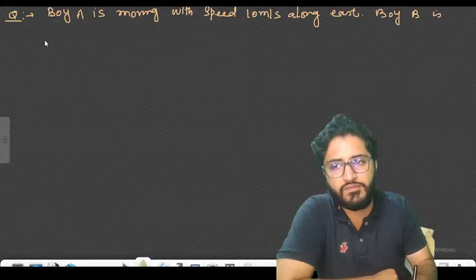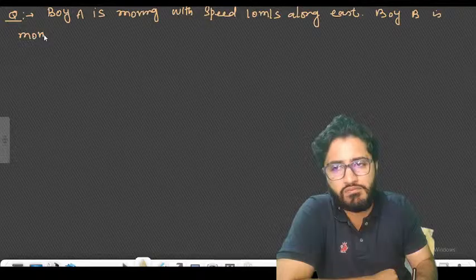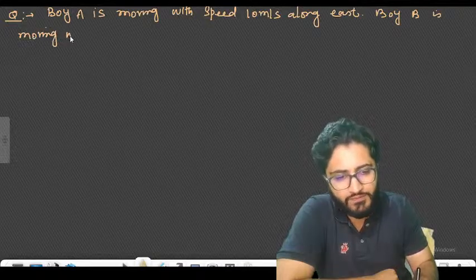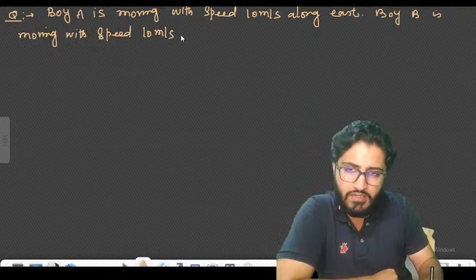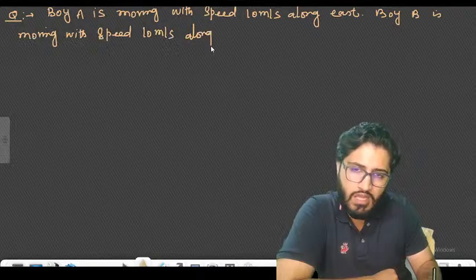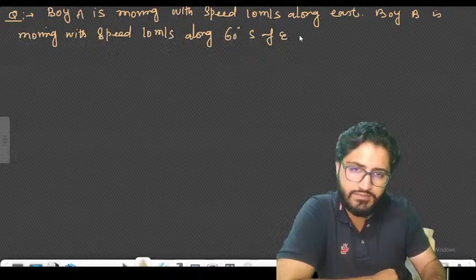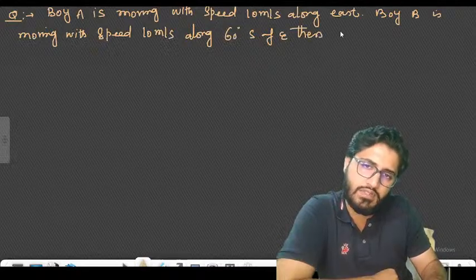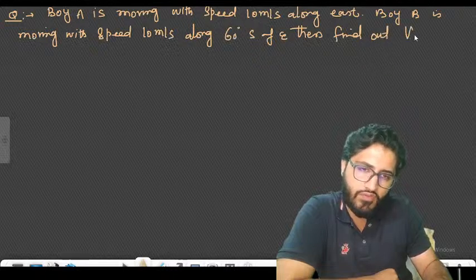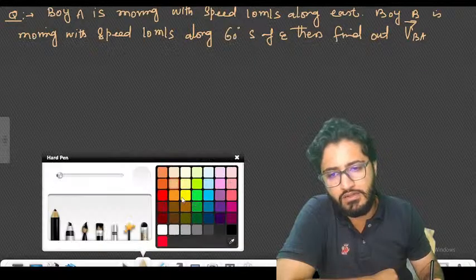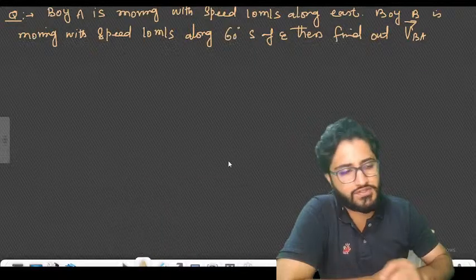Boy B is moving with speed 10 meters per second along 60 degrees south of east. Then find out the velocity of B with respect to A. This is my numerical that we need to finish, right?